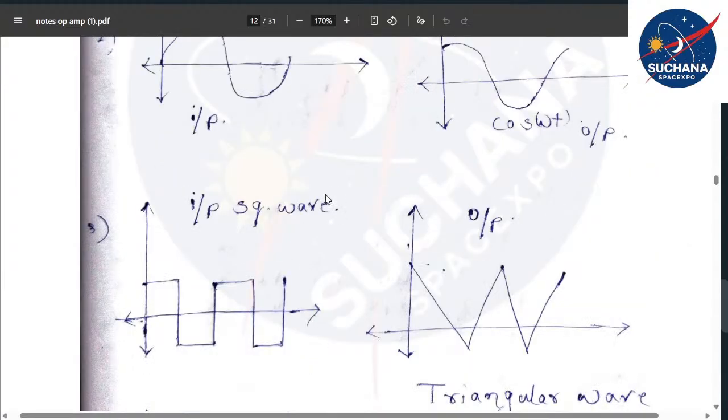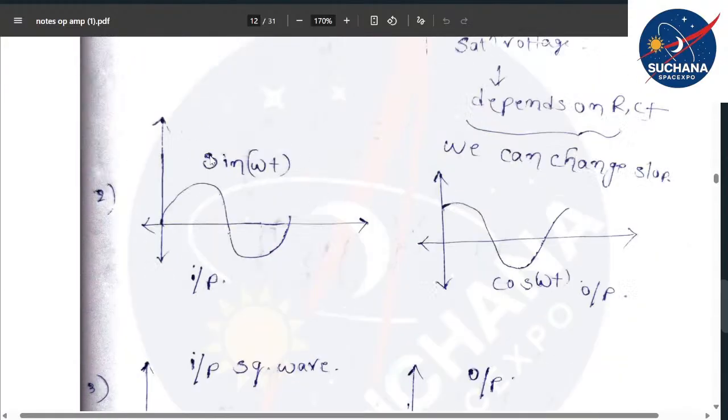For example, if you provide a sine wave, say the input voltage is sine omega t. I hope you know the equation for a sinusoidal wave: y is equal to a sine omega t plus or minus phi, where phi is the phase angle and a is the amplitude. Here, let's assume for simplicity it's sine omega t, or else sine theta, where theta is equal to omega t. In place of theta I have written omega t.